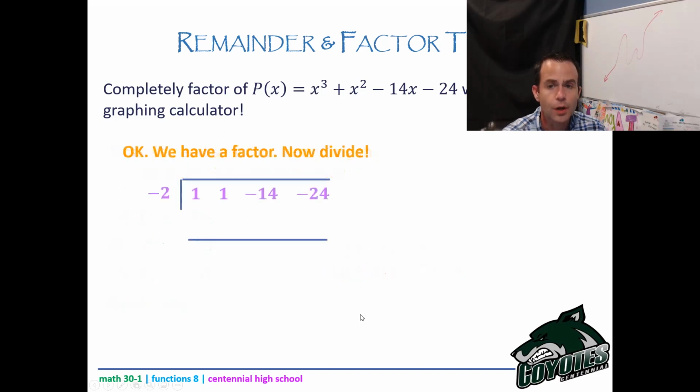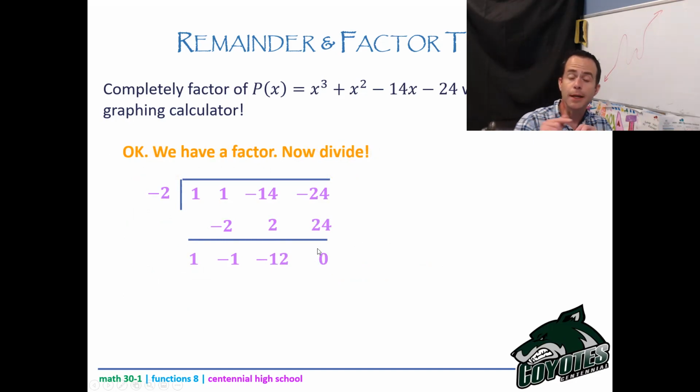So I'm gonna use synthetic division. So I have -2 on the outside. I've got 3, 2, 1, nothing. So I have all my degrees represented there. 1, 1, -14, -24. Drop the 1, multiply by -2, add, multiply by -2, add, multiply by -2, add, and I get a remainder of 0.